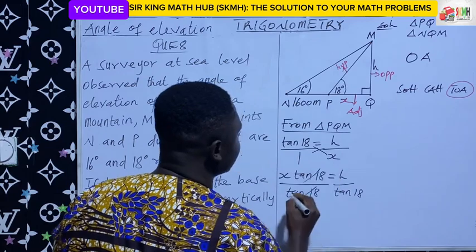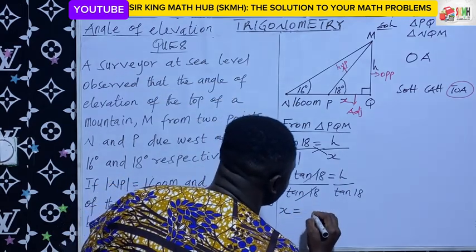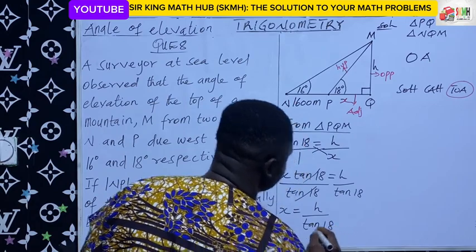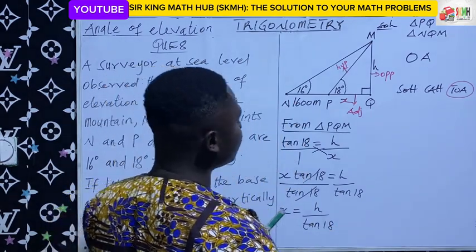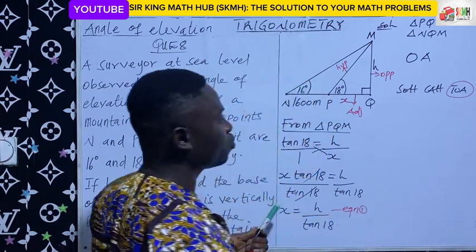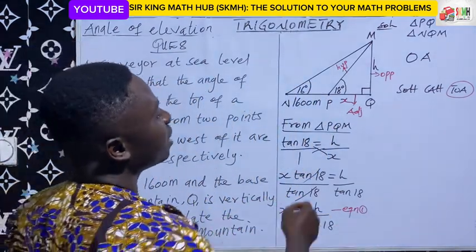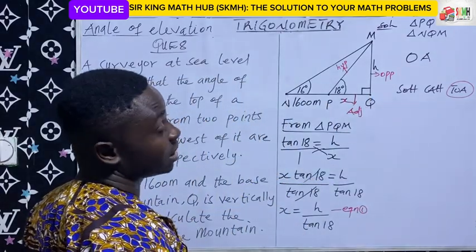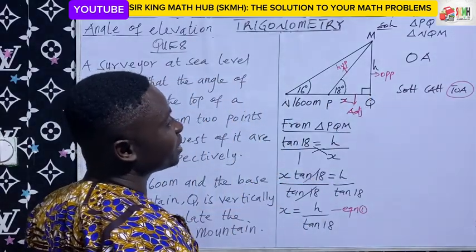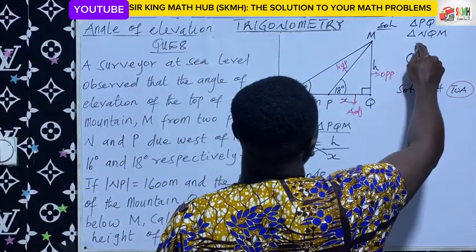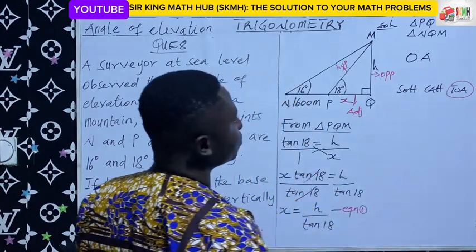So tan 18 will cancel out, leaving x is equal to h on tan 18. So I'm naming this equation 1. Now from the bigger right angle triangle, let's label the sides of the bigger right angle triangle. So from the bigger one, that is triangle NQM.